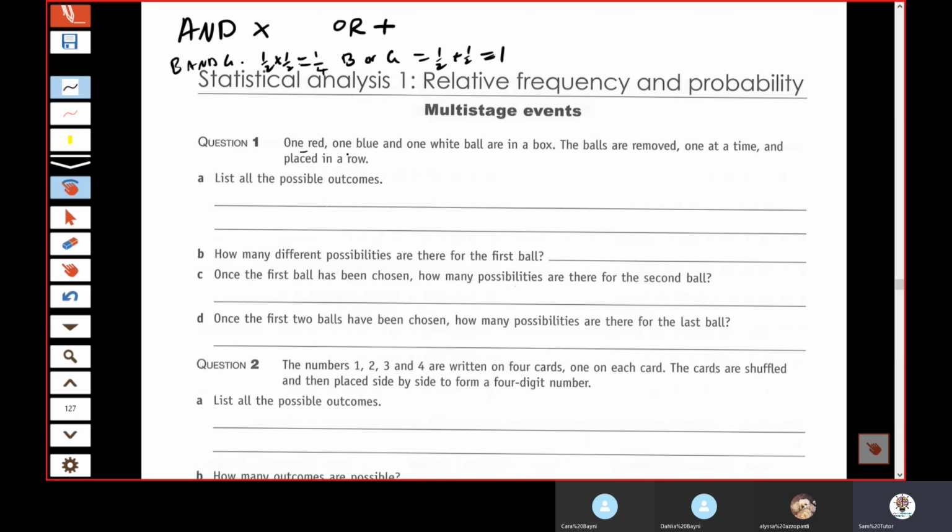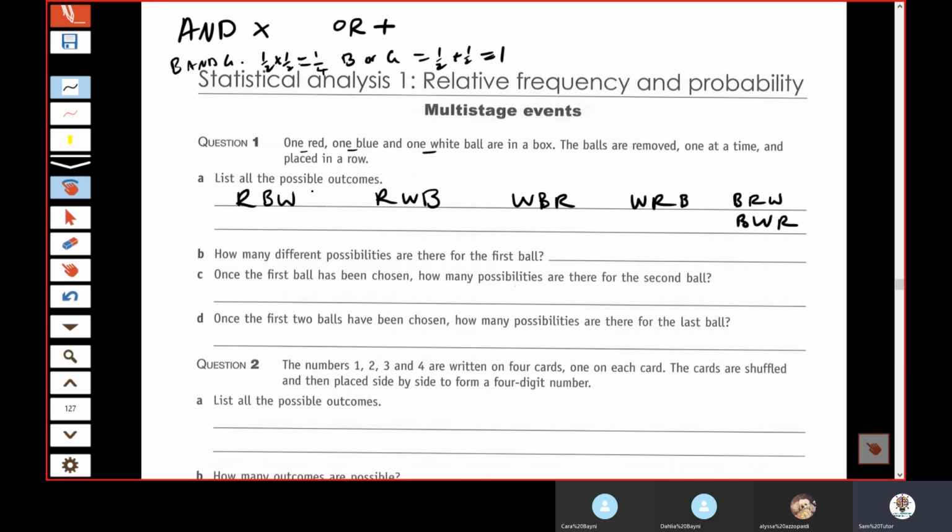Question 1. There's 1 red, 1 blue, and 1 white ball. They're in a box. The balls are removed one at a time and placed in a row. List all the possible outcomes. Well, of course, you could have had a red, a blue, and then a white. You could have had a red, a white, and a blue. You could have had a white, blue, and a red. You could have had a white, red, and a blue. You could have had a blue, red, and white, and then of course a blue, white, and a red.